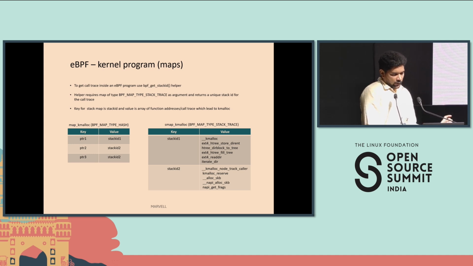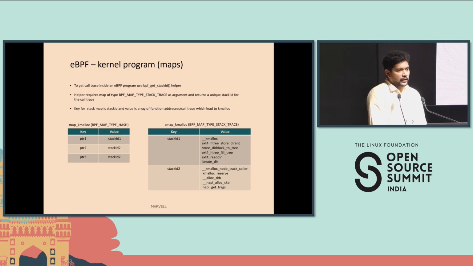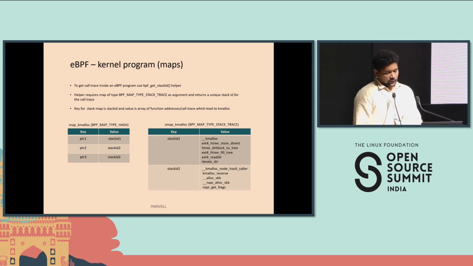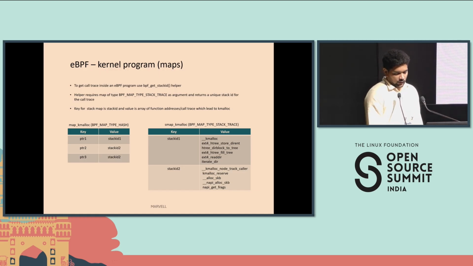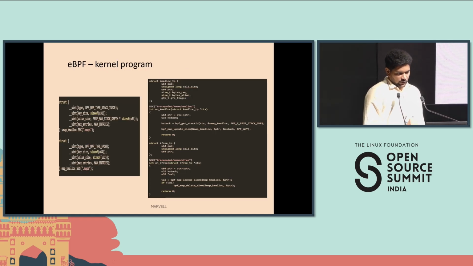So now our idea changed: the map_kmalloc will have keys as addresses and values as unique stack IDs. If you take that stack ID and look it up in the stack trace map as key, then I'll get the call trace. Call trace is nothing but a chain of functions, or a list of function addresses, which led to the kmalloc. Okay.